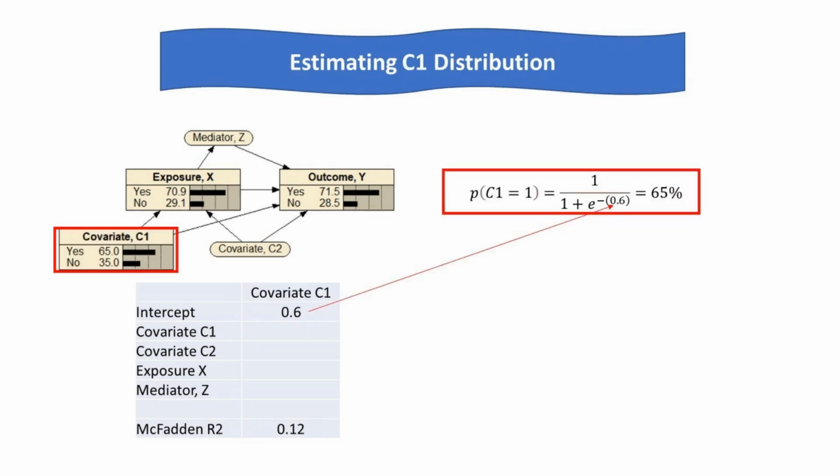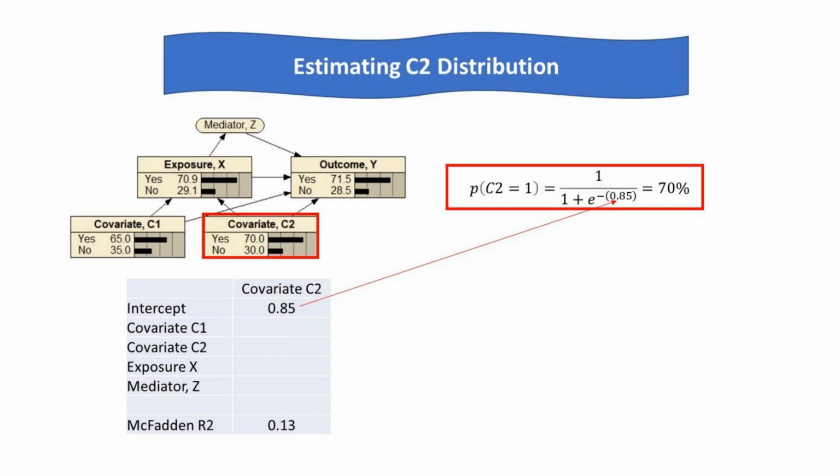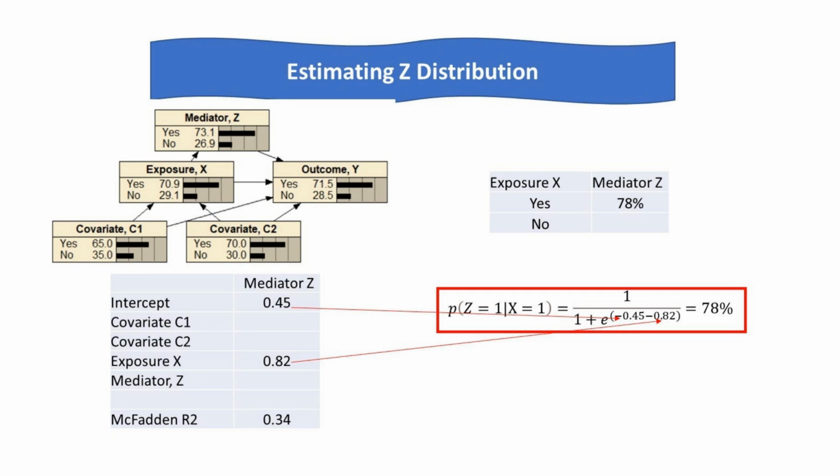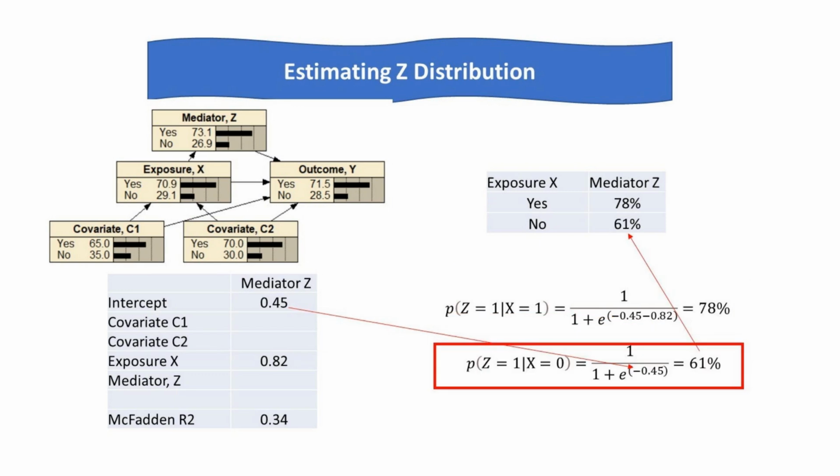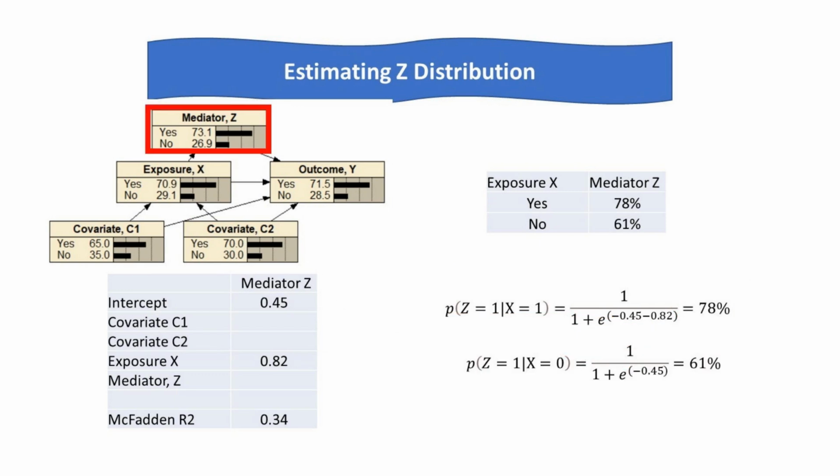The regression equation for covariate C1 has no direct predictor. Just the intercept is used. The regression equation is also used to calculate the probability of the occurrence of covariate C2. When x is present, the probability of the mediator z is 0.78. When x is absent, the probability is 61%. This completes the specification of the joint distribution of the mediator variable.